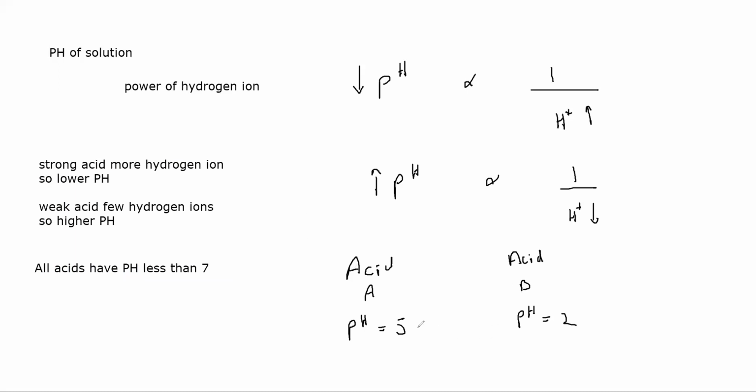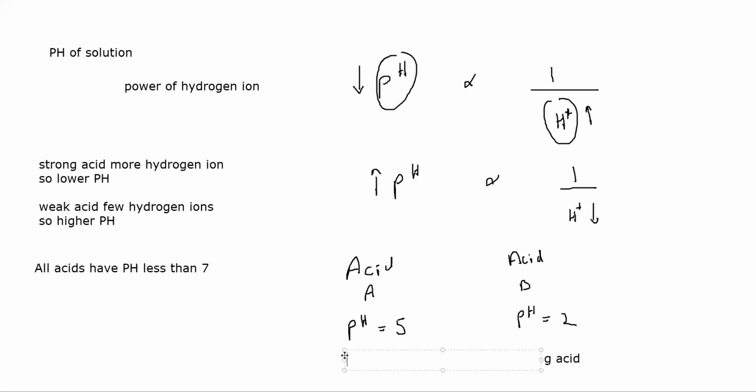So which of them is a strong acid, acid A or acid B? Acid B is the strong acid. Why? Because you can see it has a lower pH. When pH is less, it means it contains more hydrogen ions. And if an acid contains more hydrogen ions, that acid is called a strong acid. So this is a second way to identify the acid, by measuring the pH of a solution with a pH meter.